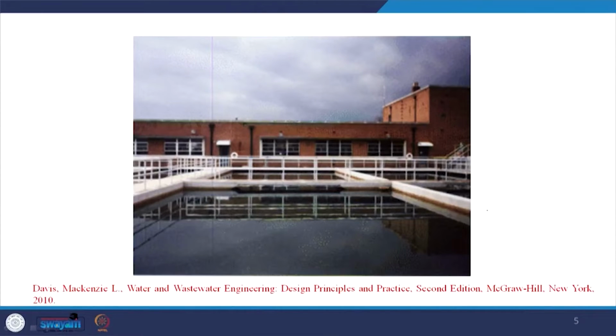That is one way to understand why we maintain laminar flow or quiescent conditions in typical sedimentation basins.